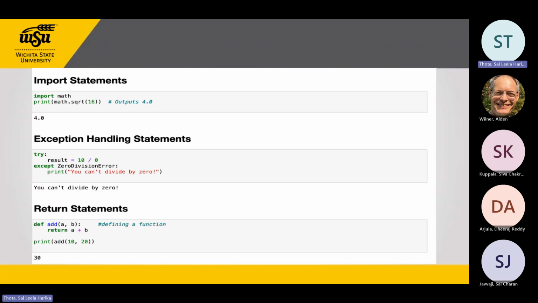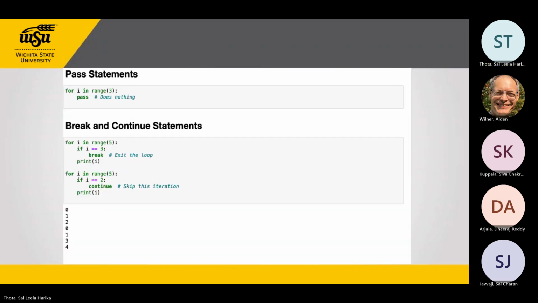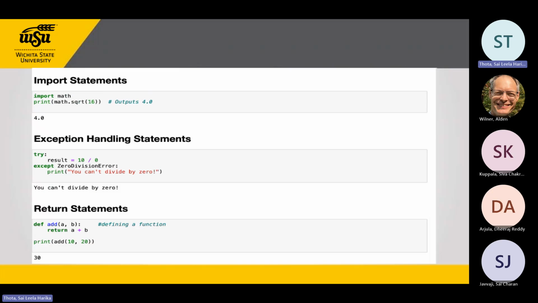And next, exception handling statements. I already explained them, so I need not explain again. I think I missed a return statement. A return statement basically returns something which is already mentioned in the function when you are defining it. So here I consider the add function. It will return a plus b. I gave two values to the add function, which are 10 and 20. As return contains a plus b, which is 10 plus 20, equal to 30.